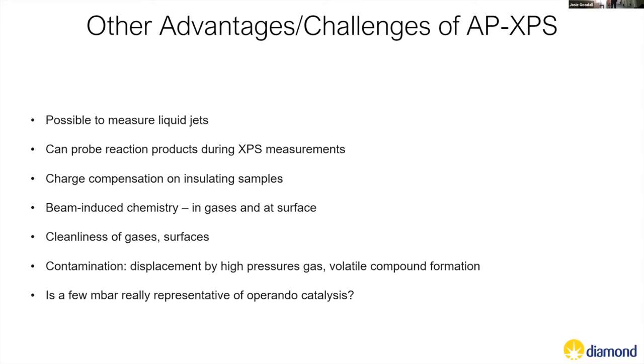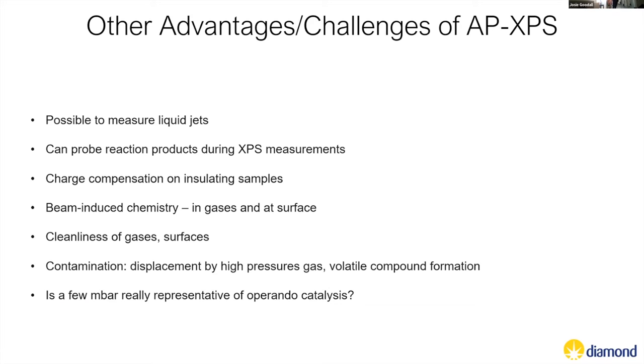Charge compensation is important. A lot of catalysts are on some sort of insulating support. We can't run a flood gun down here, it just doesn't work. What we can do is put a few millibars of some inert gas, helium, argon, something like that, and the X-rays coming into your surface can actually ionize that gas, which can lead to charge compensation. Now, we'll ionize helium and argon, but it will also ionize whatever interesting gases you've got in there. So if you've got oxygen, CO2, or water in there, you will form ions that are active and will do chemistry on your surface.